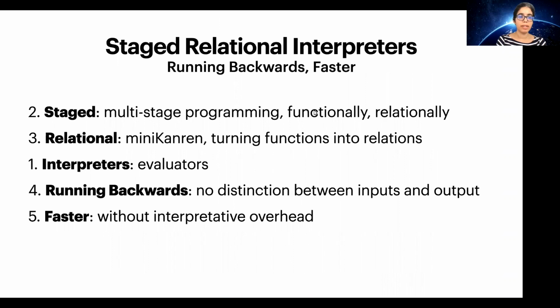And so as we've seen, staged means multi-stage programming, and you can do it functionally. And here we've adapted it to the relational setting. And relational means miniKanren, which is the language we will use, an extension of that language, and turning functions into relations. And interpreters are just evaluators for our purposes. And because we will stage them, they will become compilers. And then running backwards means no distinction between input and output, and faster means without interpretive overhead. So we'll look at these things in more detail.